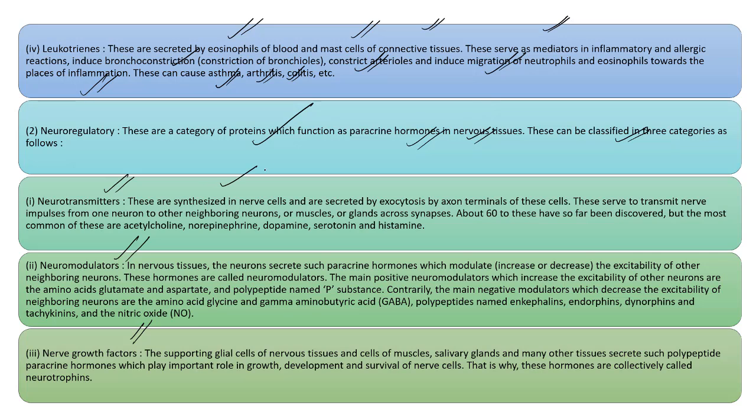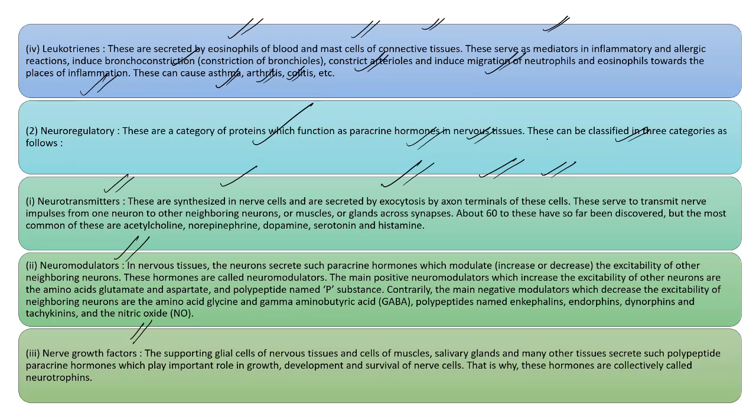Neurotransmitters are synthesized in the nerve cells and secreted by the exocytosis of axon terminals when the stimulus passes from one nerve to the other nerve. They are present in the synaptic vesicles in the axon terminal. They burst because of the calcium influx, and they come out.